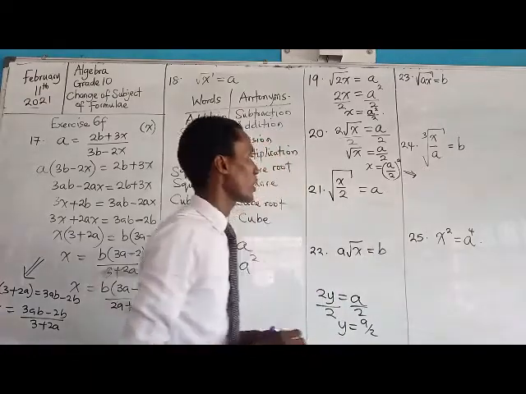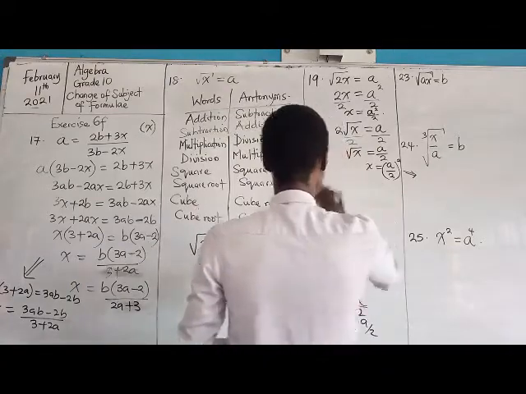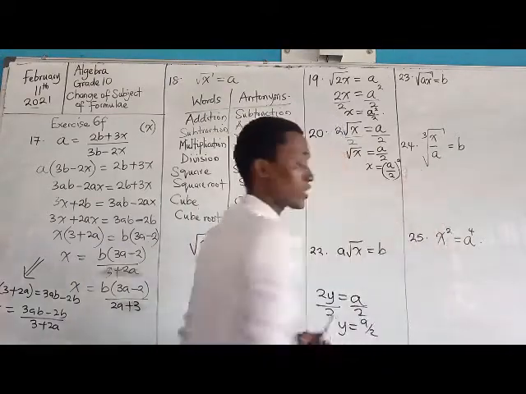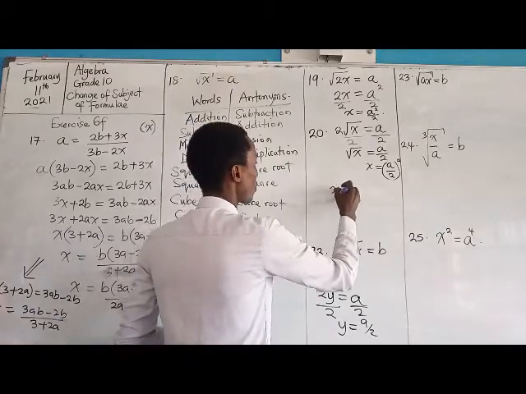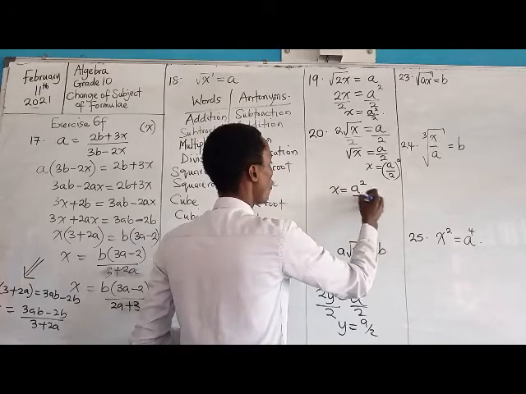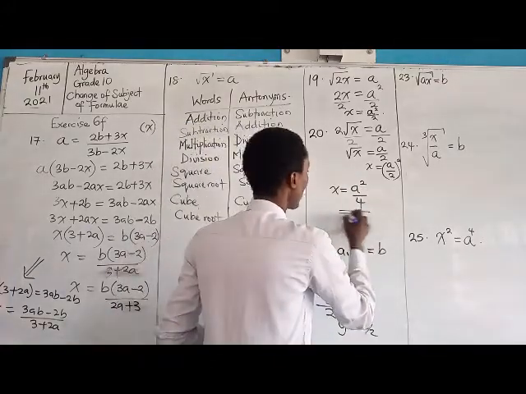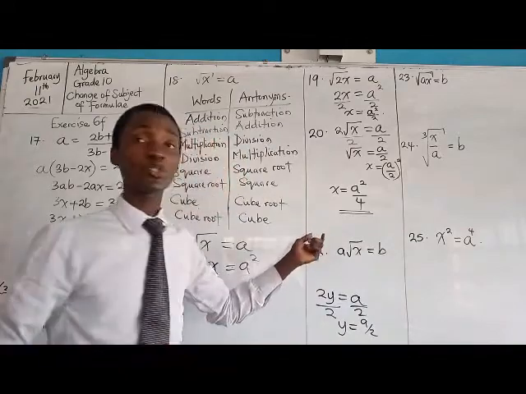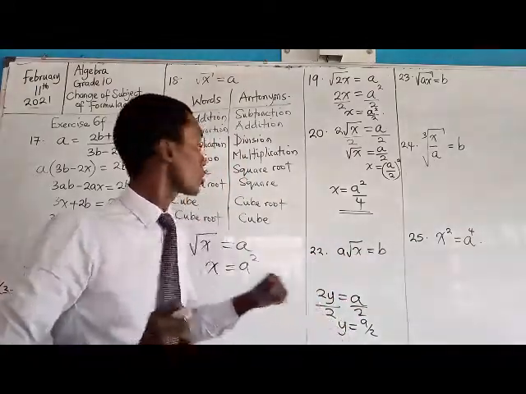We need to bring it this way. Or maybe we should clean down. I was thinking it was not going to be a problem, but obviously I need more space than that. So x will be equal to what? A squared over 4. And that solves that question. Okay, I'm going to leave question 21 and go on to 22 and then come back later to question 21.